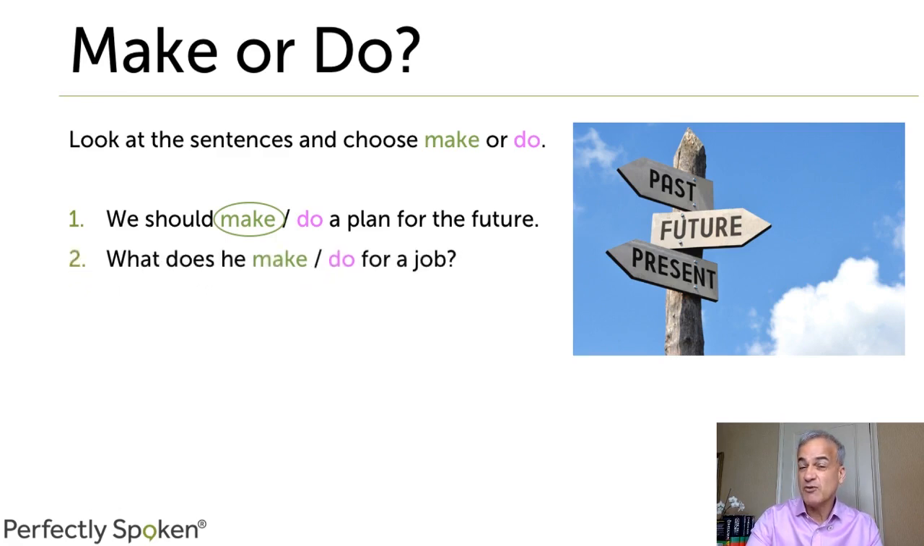What does he make or what does he do for a job? Answer, what does he do? See, what does he do? So we've got auxiliary do and the verb do. What does he do? If the question is for you, what do you do? What do they do? What does he do?